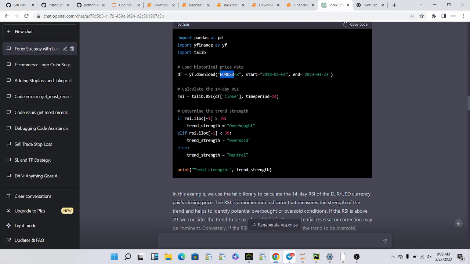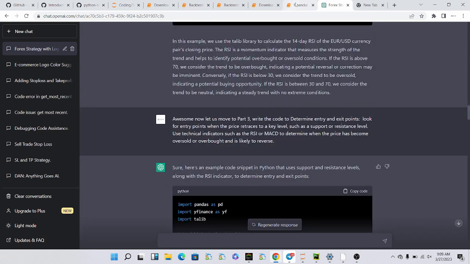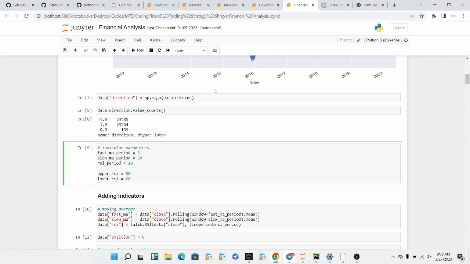So we have the RSI, which uses the 14 time period, and to determine the trend strength, if the RSI is greater than 70, the market is currently overbought. And if the RSI is less than 30, the market is oversold. So it proceeded to explain that to us here. Let's proceed to see how we use that in our financial analysis section.